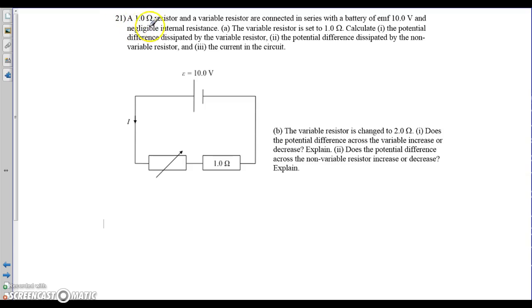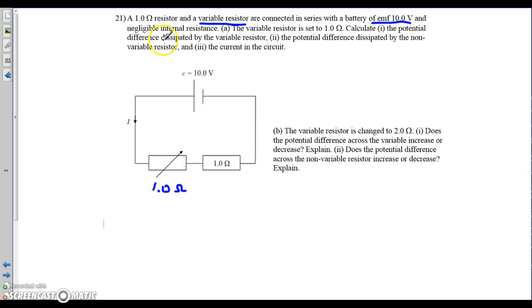So number 21: a 1 ohm resistor, that's here, and a variable resistor are connected in series with a battery whose EMF is 10 volts. V there is for volts. The battery has negligible internal resistance. Don't worry about that just yet. The variable resistor is set to 1 ohm. So this resistor here, that symbol where the arrow goes through the box, means you can tune the resistor to different resistances. You can adjust the resistance to a variety of values. So it's variable. Okay, right now it's set to 1 ohm.